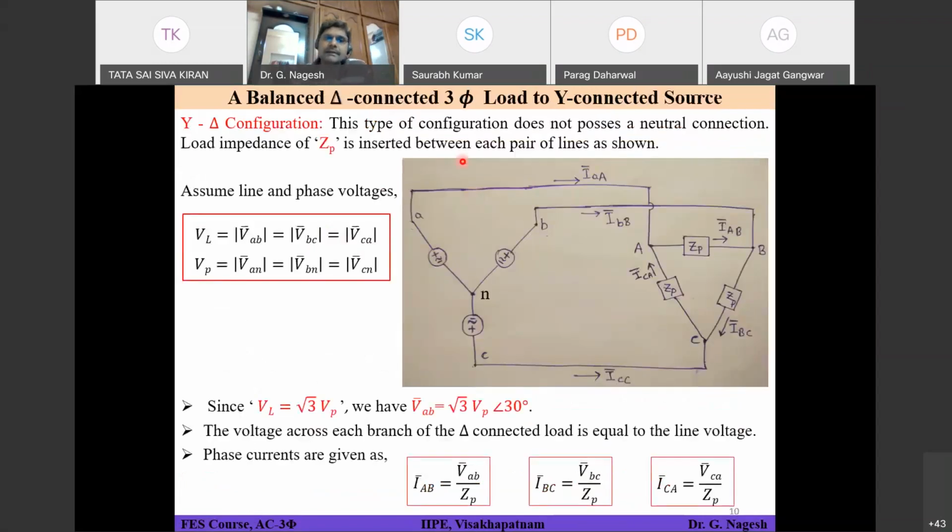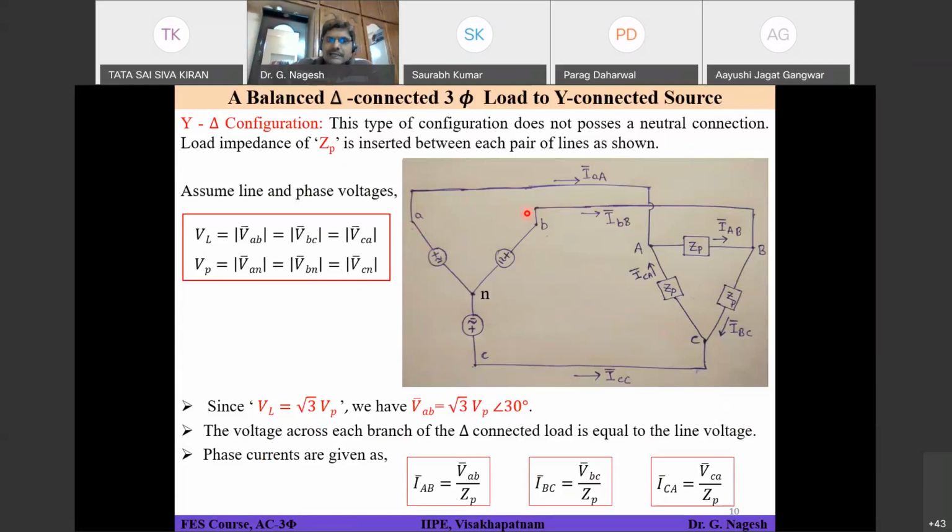What will happen for a balanced star connected source connected to a delta connected load? So the previous slide, everyone is clear, right? Or anyone has doubt in that? Okay, you are able to hear me, right? Yes, sir. Okay.